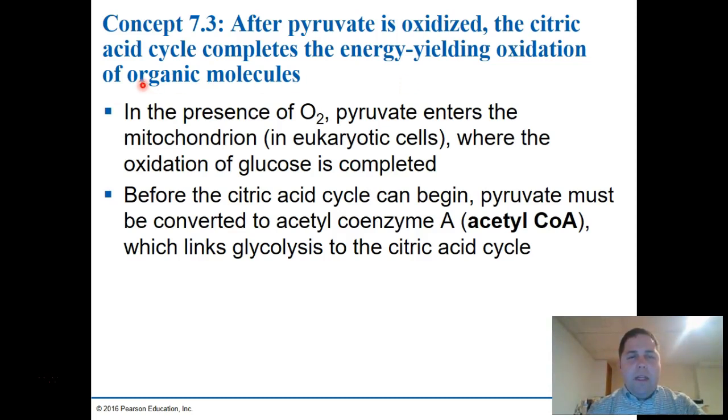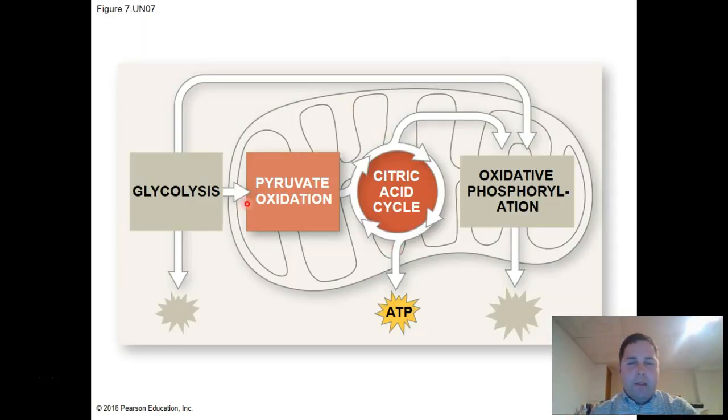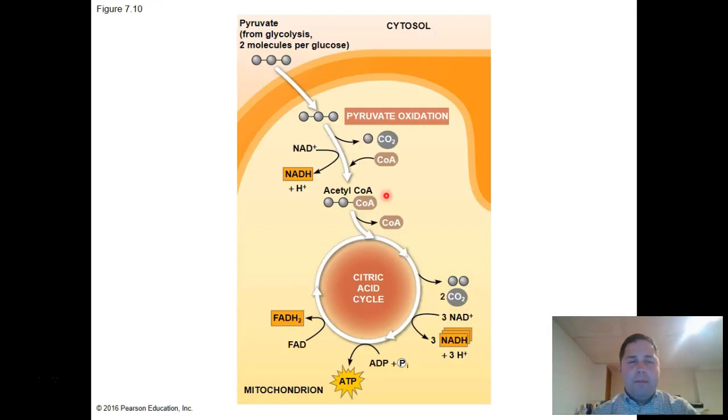So once we end up with that pyruvate, we can pass that pyruvate into the mitochondria to do pyruvate oxidation and then the citric acid cycle. So before we can begin the citric acid cycle, we have to get that pyruvate into an acetyl coenzyme A, which is going to link these two processes together. I tend to put pyruvate oxidation just with the citric acid cycle. So when I do the math about the process, I think about it as just being part of the citric acid cycle. So all of this is going to occur in the mitochondria.